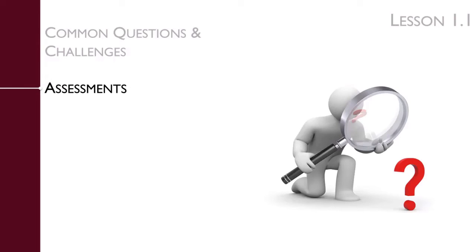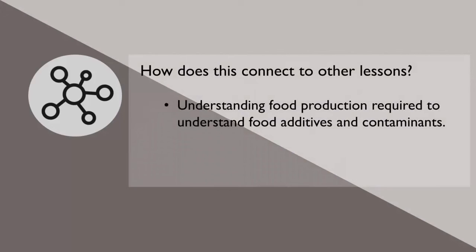At the end of this lesson, students should be able to explain some of the larger implications of the mass production of food. The idea of food production covered in this lesson will be utilized again in Lessons 1.2 and 1.3, where we begin to talk about additives and contaminants in food. Students can read more about this topic in their student workbooks.